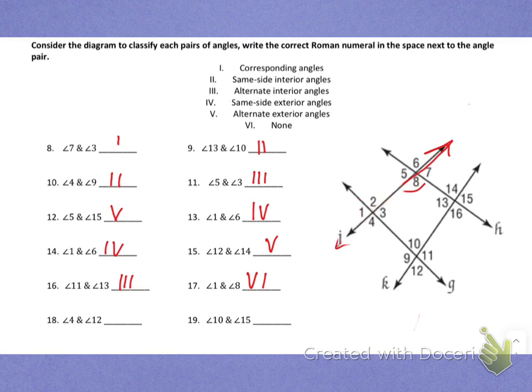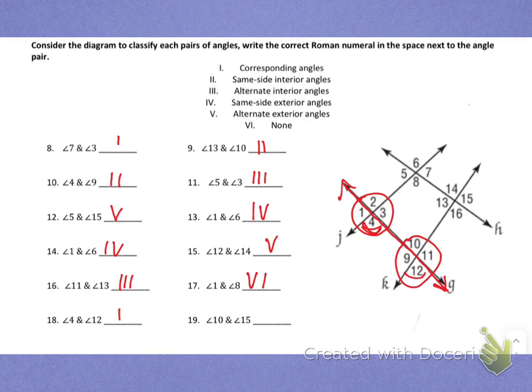4 and 12. So I have 4 here, I have 12 here. This is my transversal. Now notice that they're both in the bottom left. So in this little circle right here, it's in the bottom left, and this little circle right here is in the bottom left. So that means they would be corresponding.